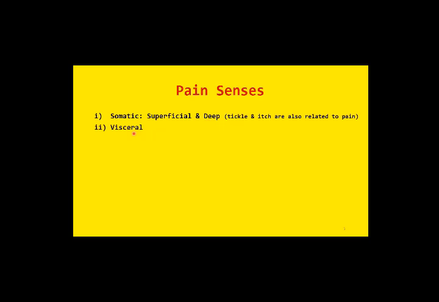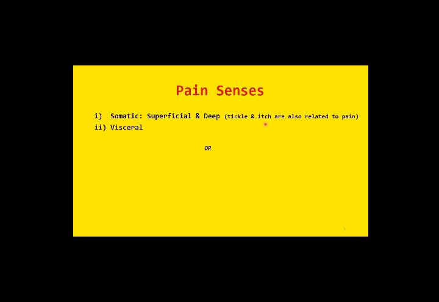Then we have the visceral pain. Visceral pain means the pain is arising from the internal organs of the body. For example, the internal organs of the abdomen, the stomach, the heart, the liver, the kidney. All these are viscera of the body. The thing to remember is that according to some, sense of tickle and itch are also some sort of pain sensation. So we can include tickle and itch sensation to that list as well. So this is the simplest classification.